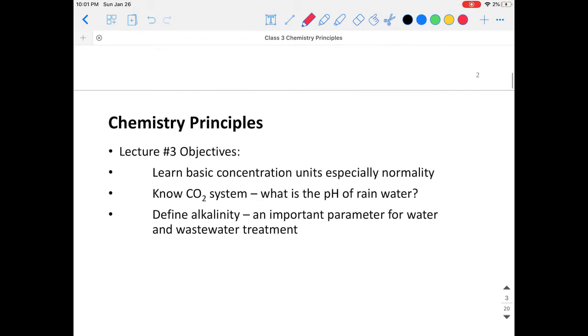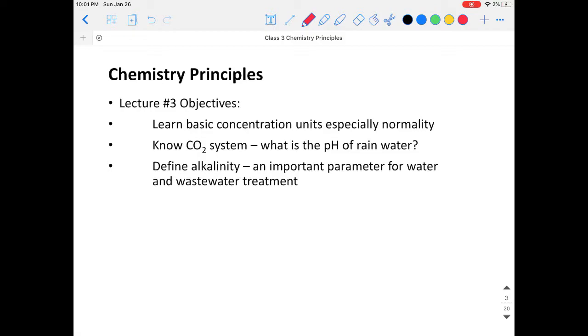So in this class, we're going to learn more of the basic concepts that can be used in environmental engineering. We're going to learn basic concentration units, and especially the normality. This is a quite new concept that we're going to use. And also we want to know the carbon dioxide system. What is the pH of rainwater? There are a series of dissociation reactions that will determine how the hydrogen ions are being released in water. And also we want to define the alkalinity, which is actually a very important parameter for water and wastewater treatment.